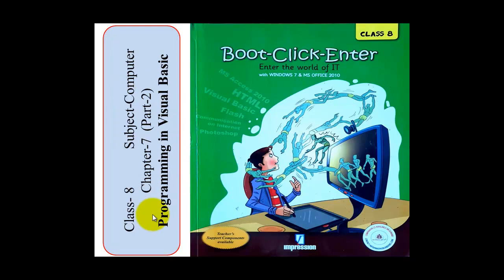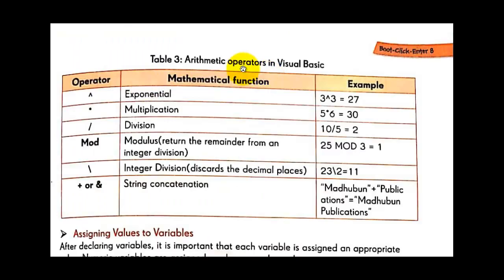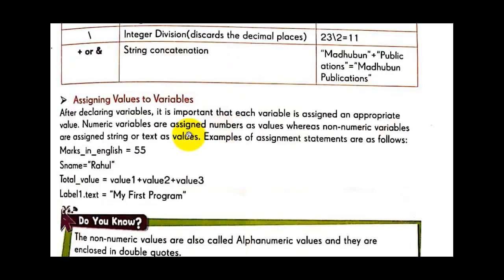Now let's start the second video session of chapter number 7, Programming in Visual Basic. Up to Table 3, the arithmetic operators in Visual Basic, we have already done. We have seen one example, and the mathematical functions and the operators used for them. Now let's continue this second part with the topic of assigning values to variables.